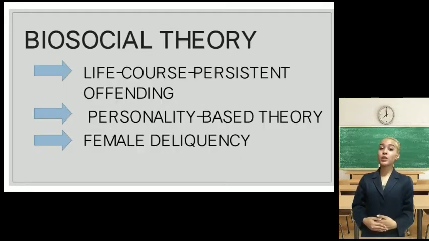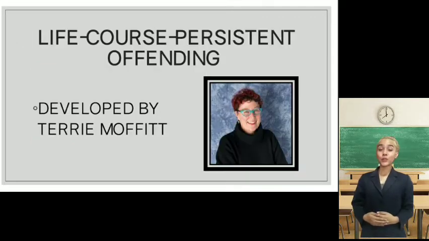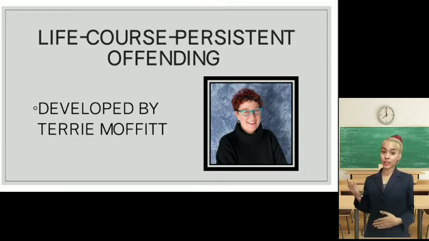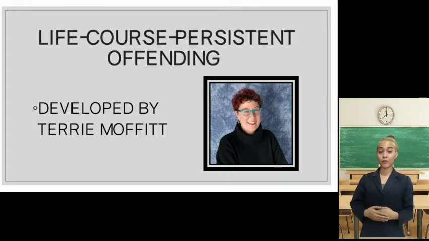The next slide: the biosocial theory includes life course persistent offending, personality-based theory, and female delinquency. The life course persistent offending theory was developed by Terrie Moffitt and includes adolescence-limited or AL offenders, whose criminal behavior is limited to adolescence, and life course persistent or LCP offenders, whose chronic offending starts early in life. This is also caused by neurological deficits and ineffective parenting.